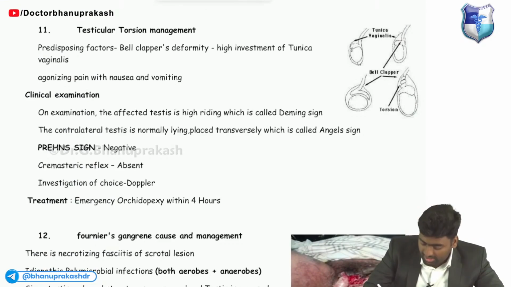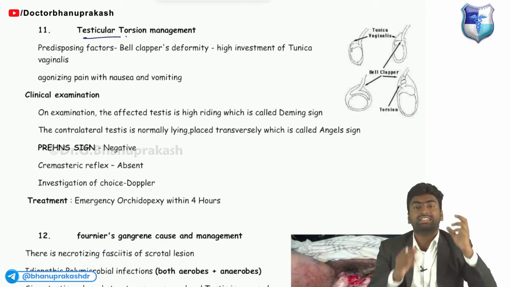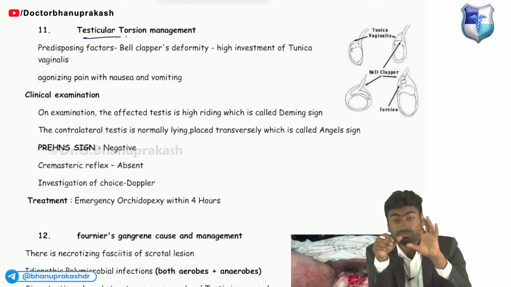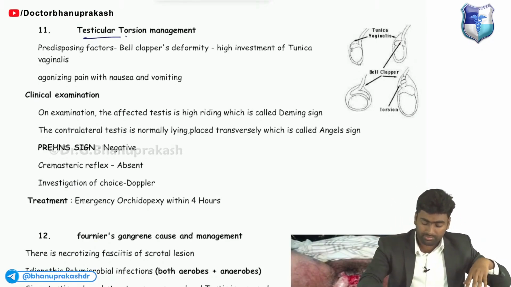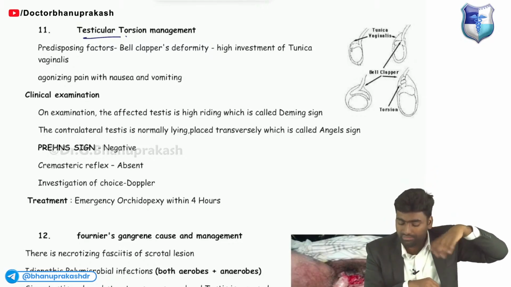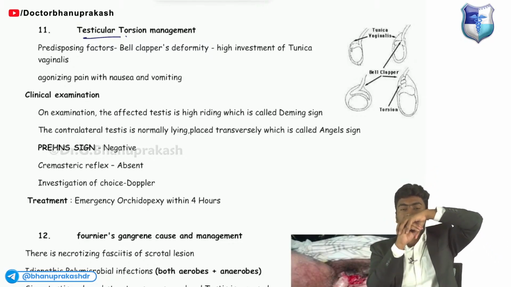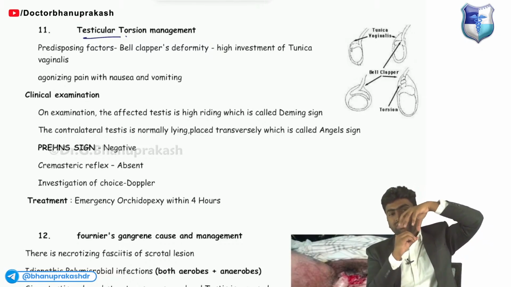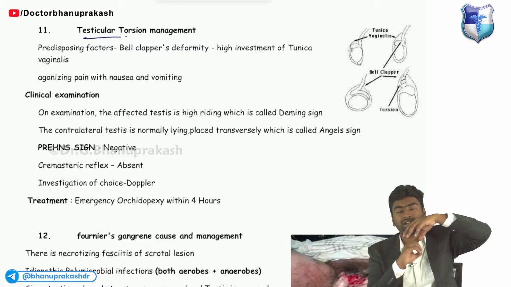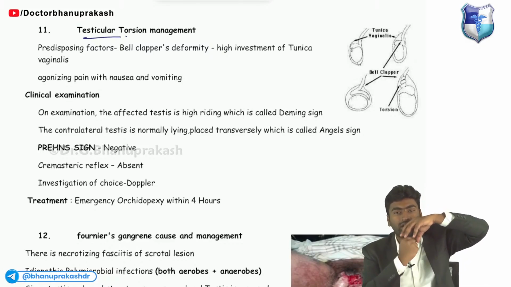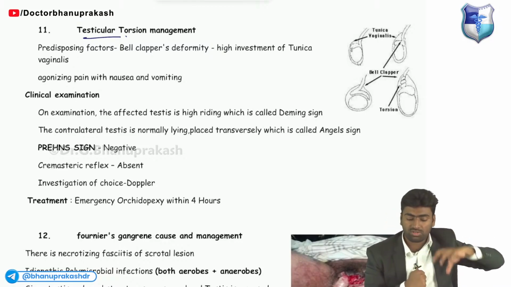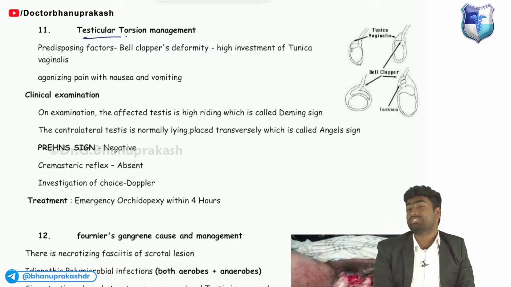About testicular torsion, it is mostly seen in children or young individuals. Here you see the testis and the tunica vaginalis. Usually the testis is attached like this, whereas if there is high insertion of the tunica vaginalis, the testis will be unsupported. Because of this, it will roam around and twist itself. So it is known as testicular torsion.